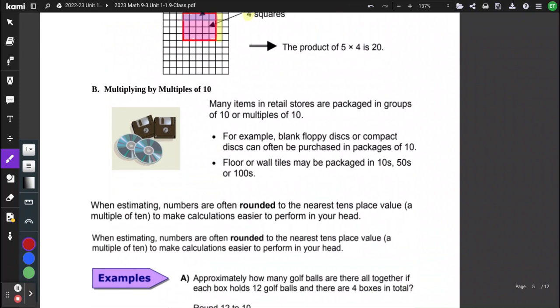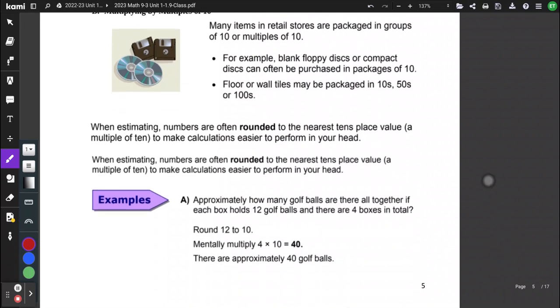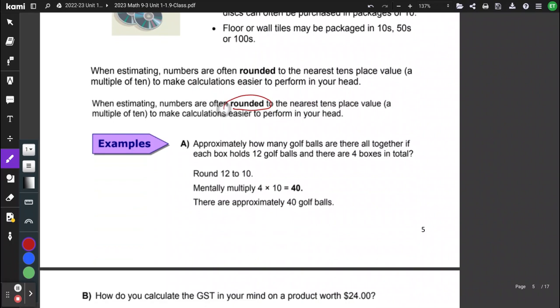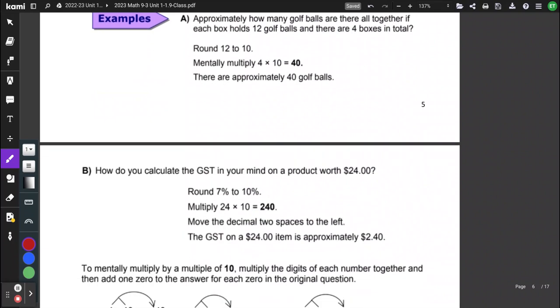Now we're going to talk about multiples of 10. So just like those base 10 blocks, sometimes it's easier to round. It says, when estimating, rounding to the nearest tens place is often easier to perform in your head. So when we look at the first example, it says, how many golf balls are there all together if every box holds 12 and you have 4 boxes? Well, you're going to take 4 times 12. So that's 4 groups of 12.